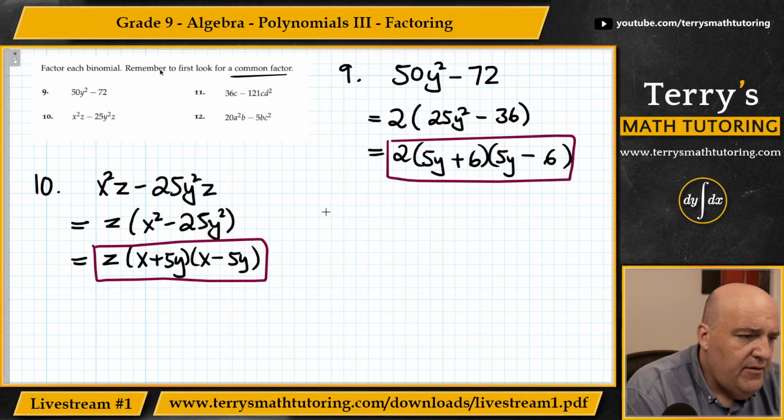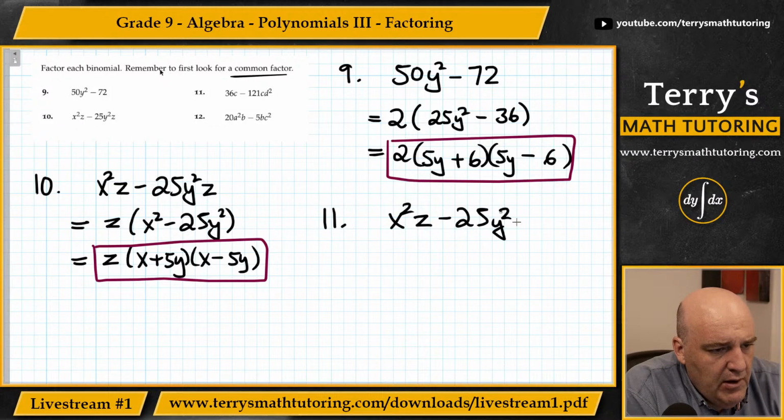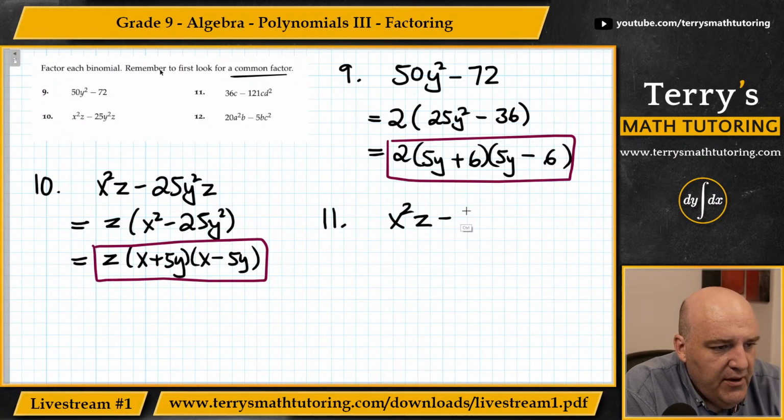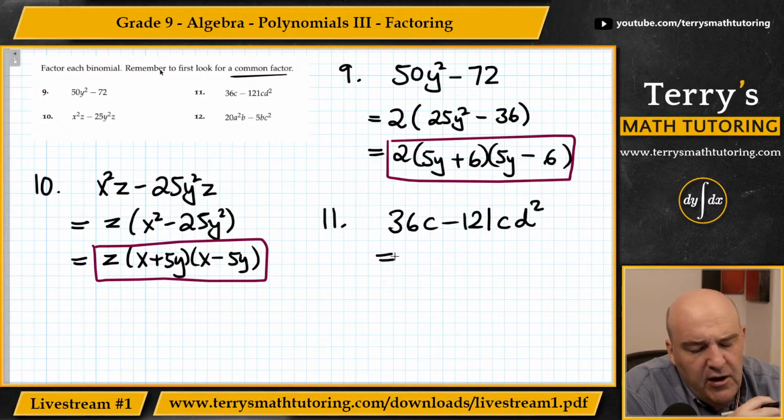For 11, let's see what we got. I think z is common. Oh, sorry. 11 is up here. I just recopy 10. 36c, 121cd squared. I think c is all that's common, 36 and 121. There's nothing common there, right?